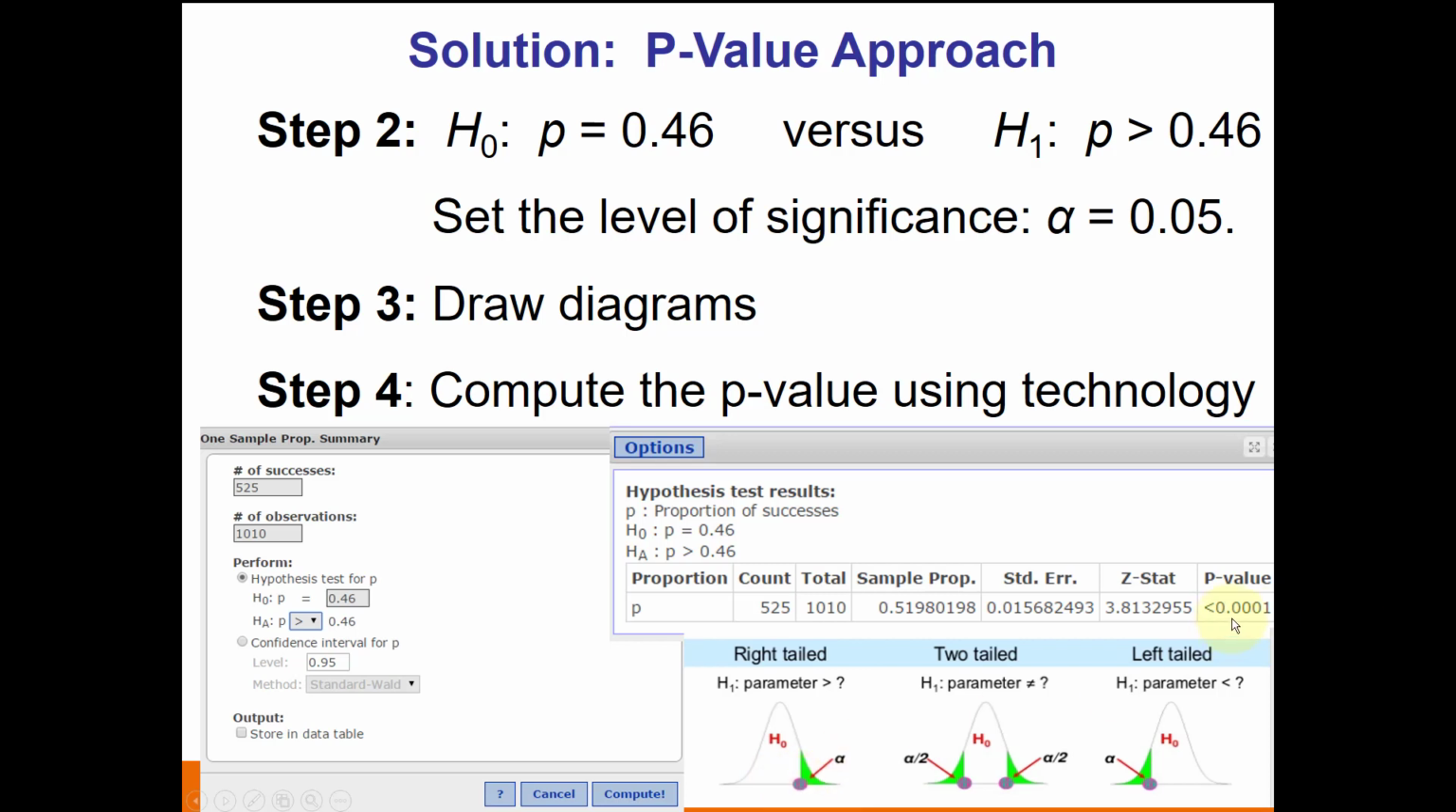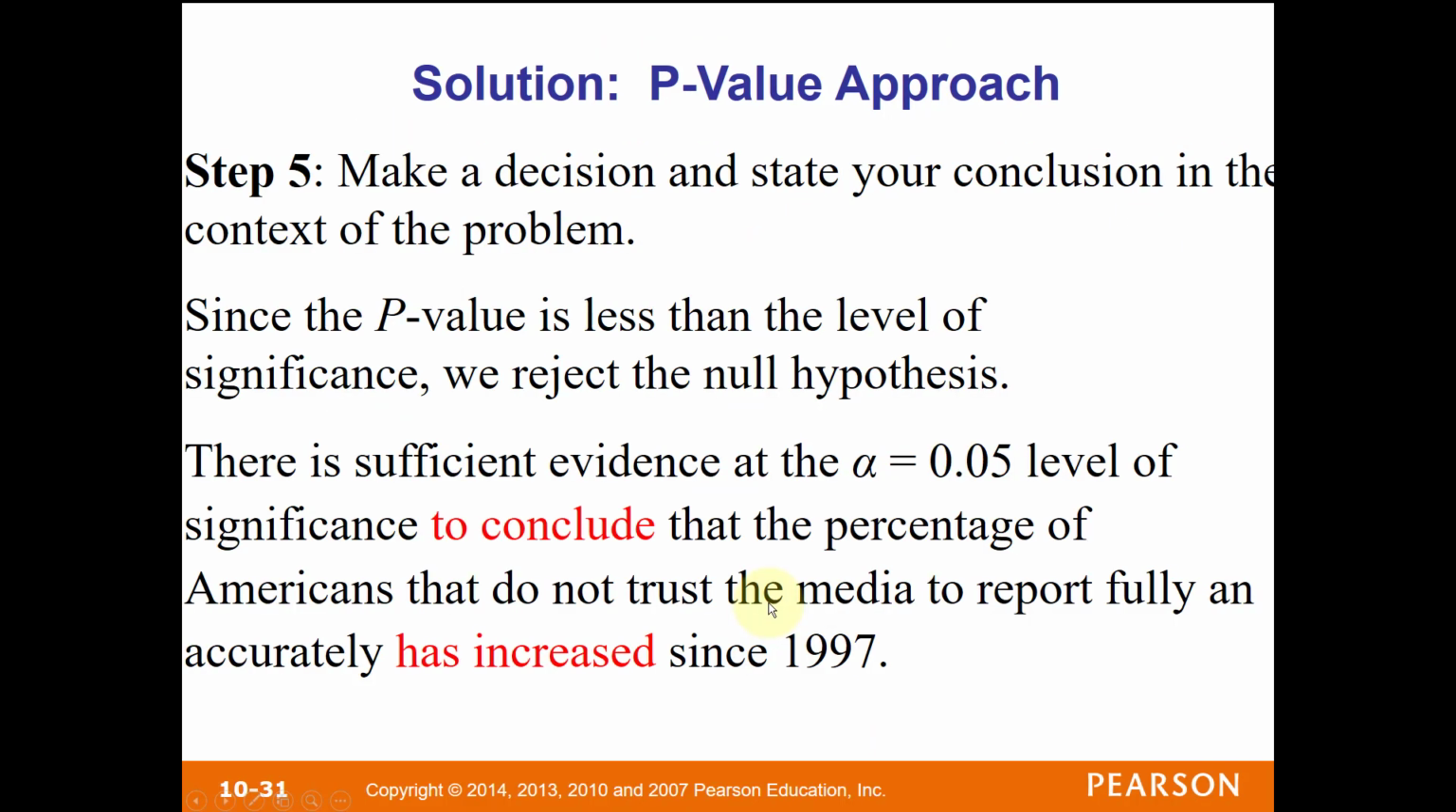Well, our p-value being super small means that we're way to the right. In fact, we're 3.8 standard deviations to the right. Anytime your p-value is smaller than alpha, that means you're way to the right, and that means reject the null hypothesis. So since the p-value is less than the level of significance, we reject the null hypothesis. We say there is sufficient evidence at the alpha equals 0.05 level of significance to conclude that the percentage of Americans that don't trust the media to report fully and accurately has increased since 1997.